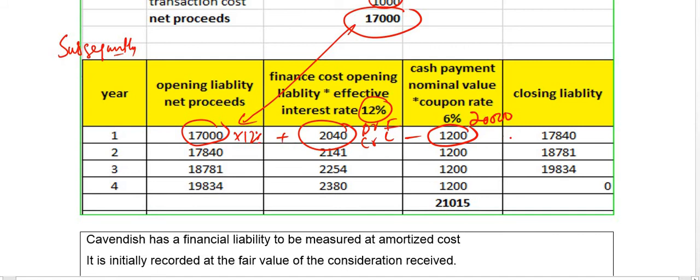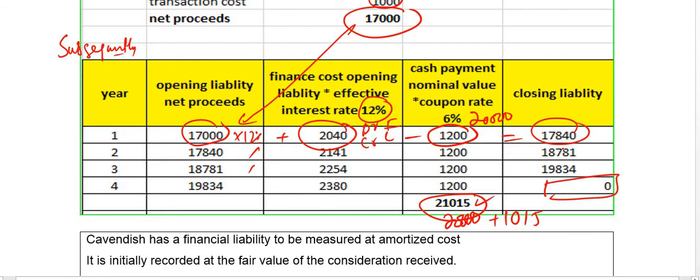And you will get this closing liability. This will be the opening liability for the second year, and for the second year you do the same. And at the end, you will pay 20,000, the nominal value, plus some premium, which is 1015. So it means 21,015 is the total amount that you will have to pay, and at the end, the closing liability will be zero.